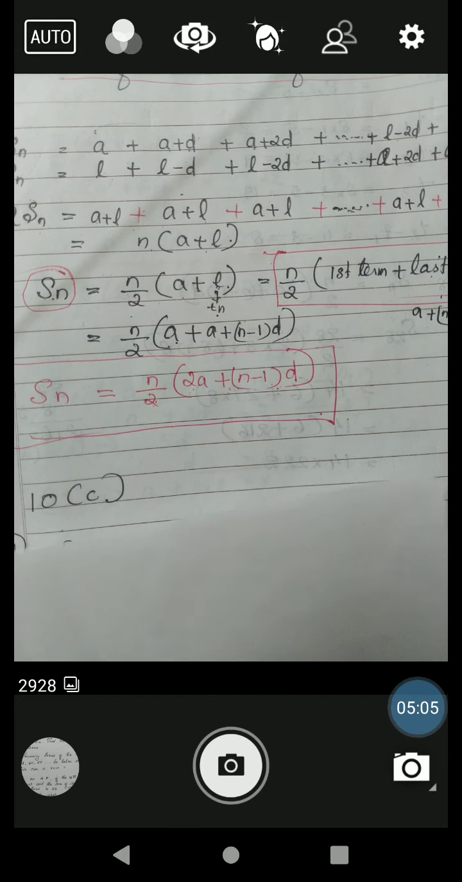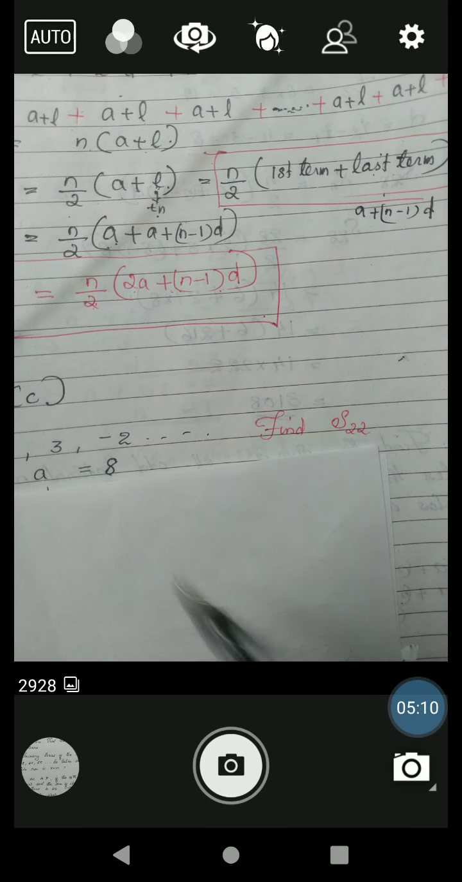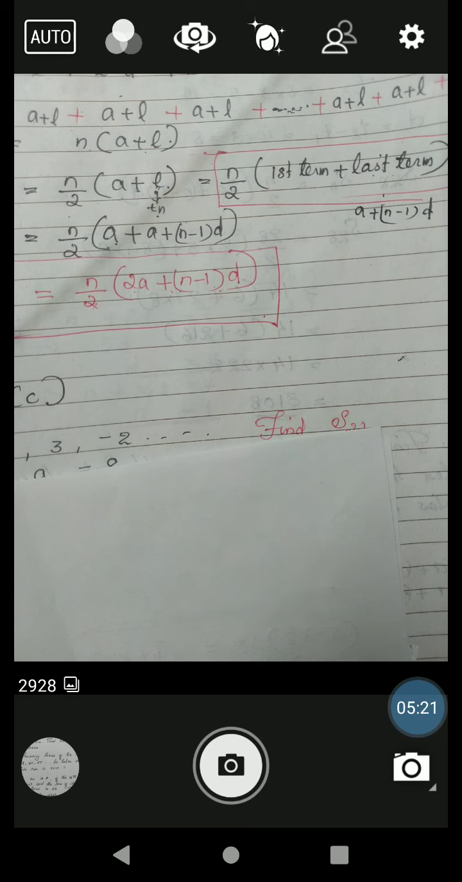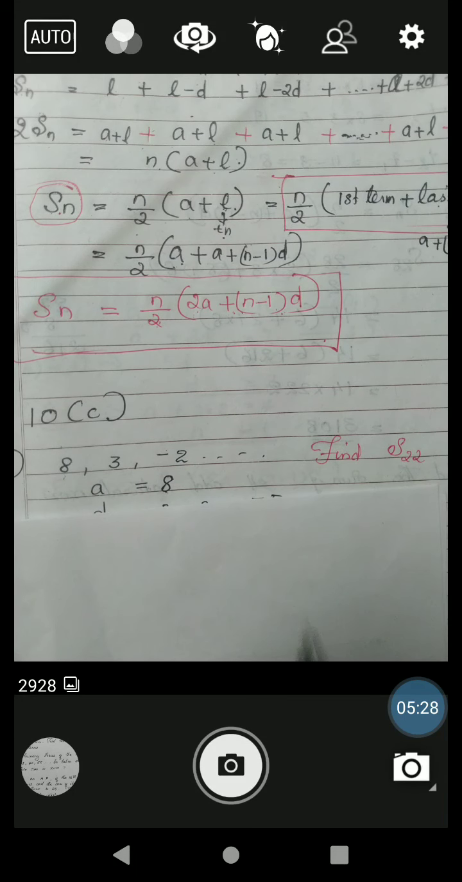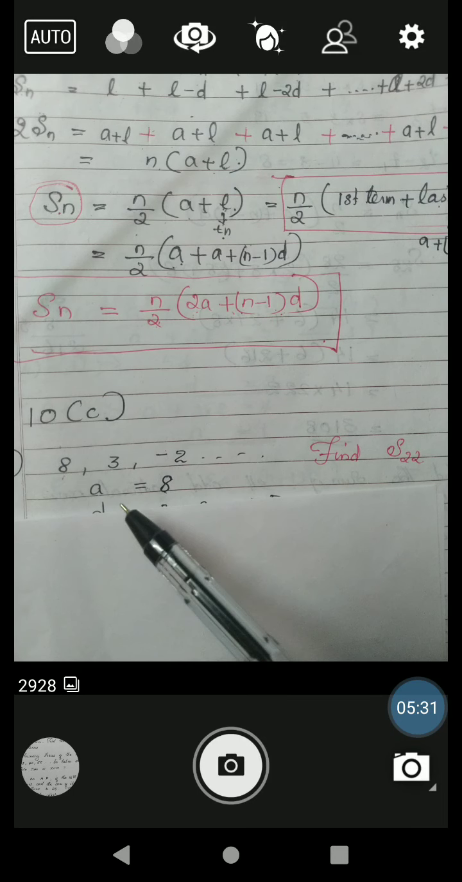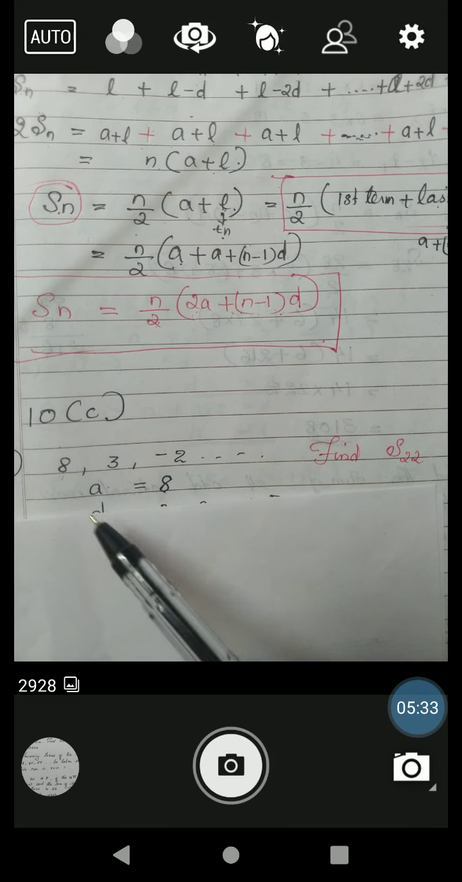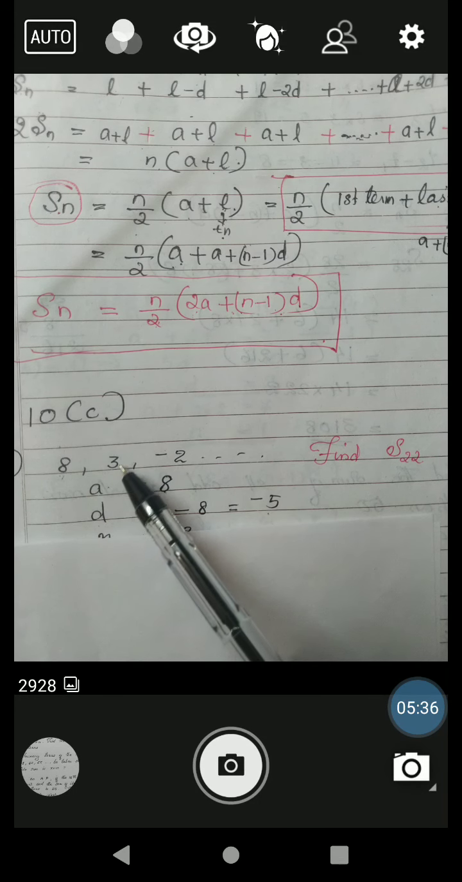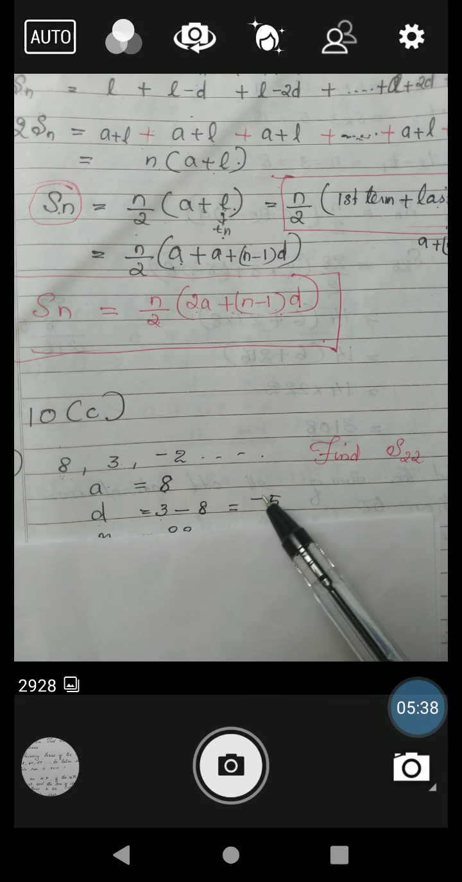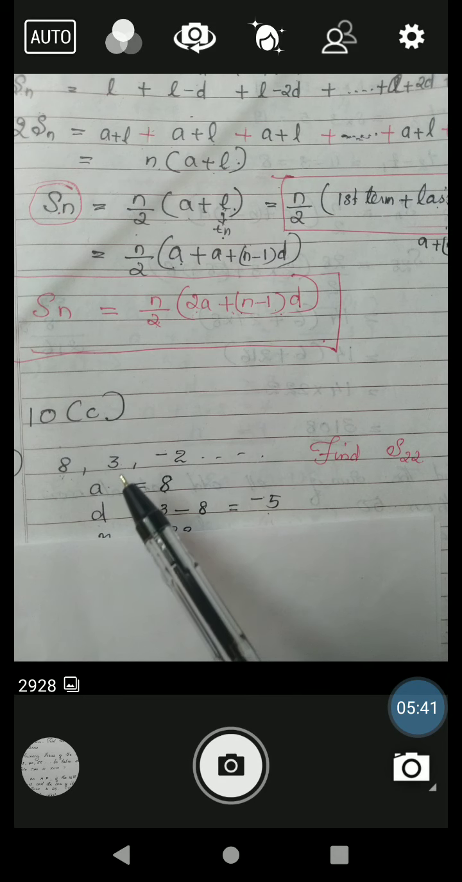Question number 10C, first question. You can see 8, 3, minus 2, etc. These numbers are in AP, and find the sum of the first 22 terms of this AP. We can write what is given here. The sequence of numbers is in AP. We can write A is equal to 8, and you can find D. D is equal to T2 minus T1, that is 3 minus 8, that is minus 5. Now we get A and D.